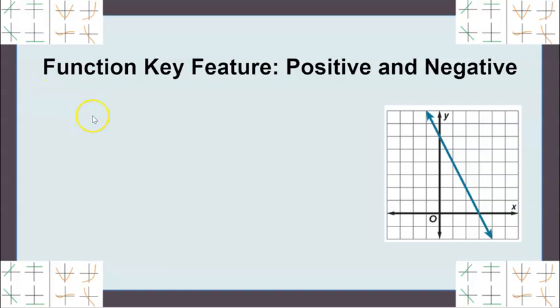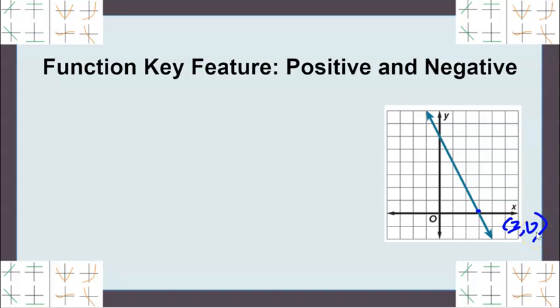So an example. Here we have a linear function. The first thing we want to do is identify where the x-intercept is. So the x-intercept is right here, and that's going to be at positive 3. So I'll put that over here. So it's at (3, 0).